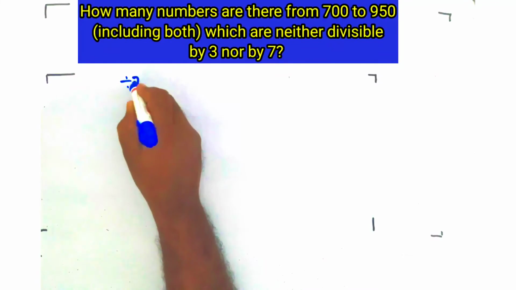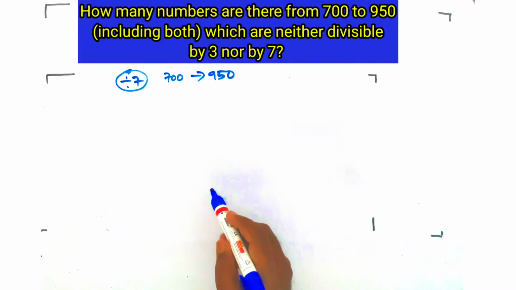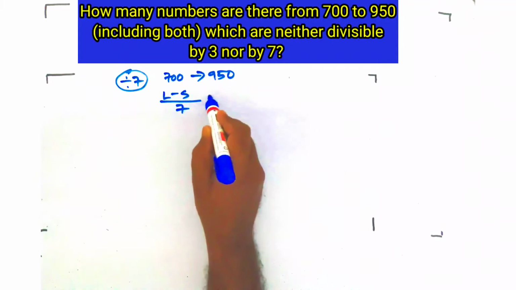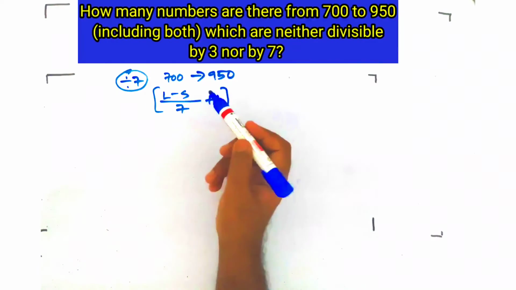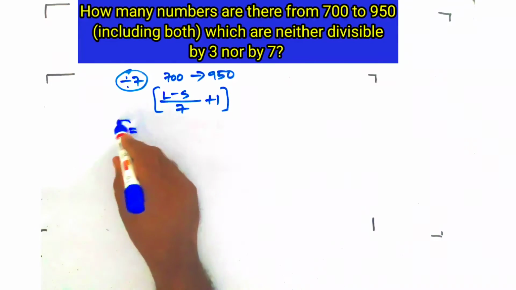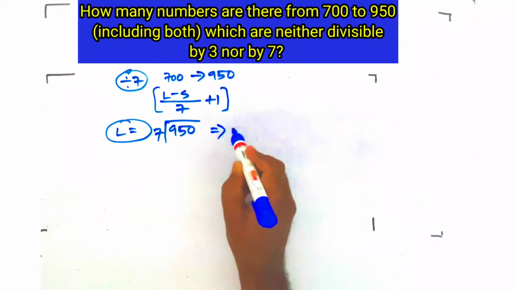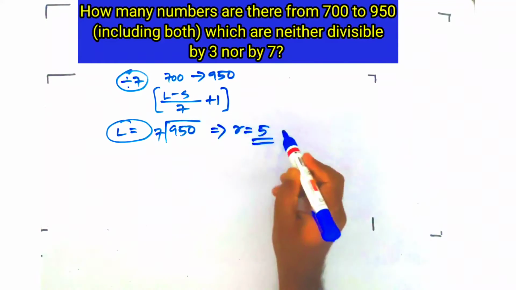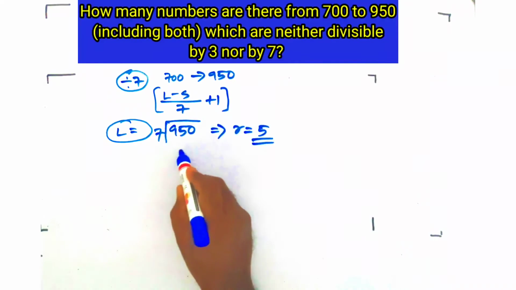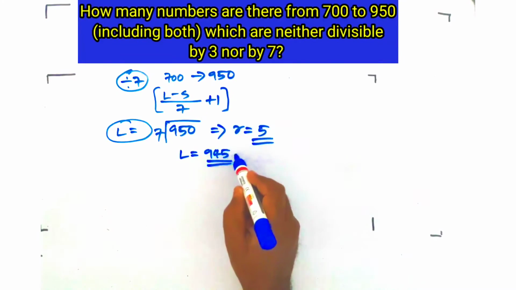So the third step is to find the number of numbers which are divisible by 7 from 700 to 950. Like in the previous step, we have to find L and S. Then (L minus S) by 7 plus 1 is the number of numbers which are divisible by 7 from 700 to 950. First find L. 950 divided by 7 gives the remainder 5. As we all know, 950 minus 5 will be a number divisible by 7. So we can take that number as L. 945, that is 950 minus 5. 945 is equal to L.